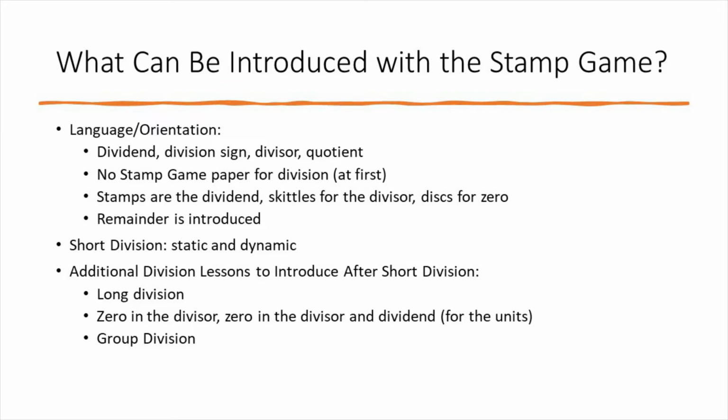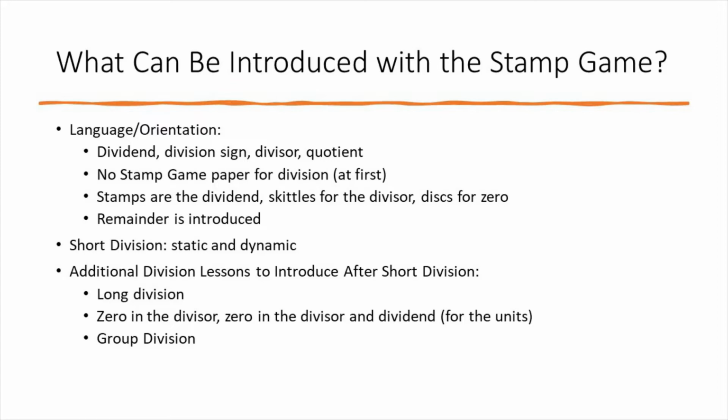So anyways, when we get into division, we start setting up our operation. The stamps are the dividend. The Skittles are going to be the divisors. And we're going to show the discs as well. There's little discs inside the box, and those are to represent 0. So when you see 0 in an equation, that's what the discs are for.